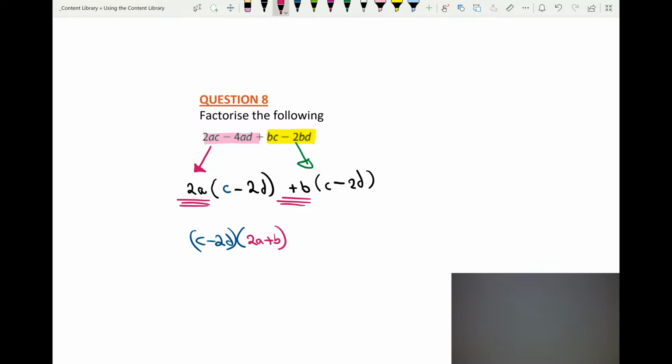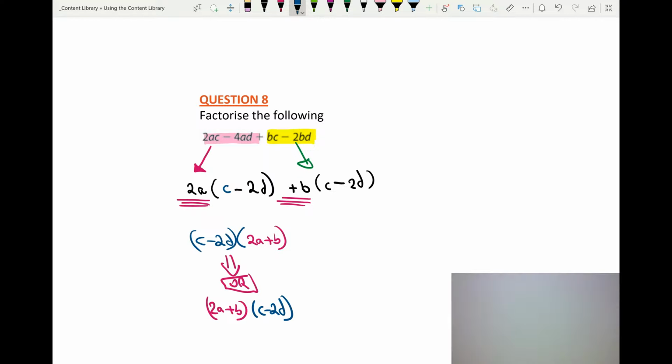This is the same. So I'm just going to say or. It's the same as 2A plus B times C minus 2D. It doesn't matter what way you write the two brackets. That's like me asking you to do 2 multiplied by 3. We know the answer is 6. Or if I went 3 multiplied by 2, it's 6. So it doesn't matter what way you write when you're multiplying. Okay, so that's factorizing by group.